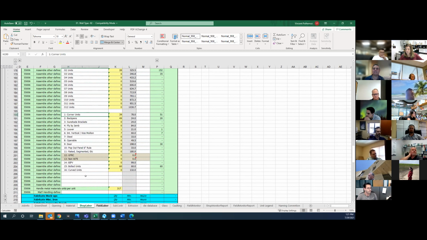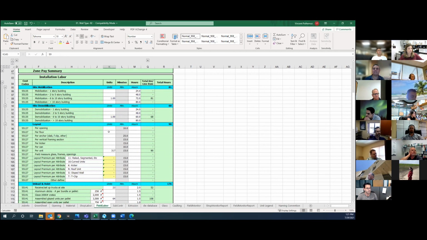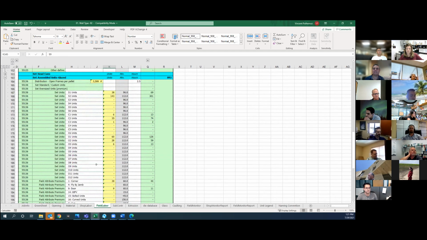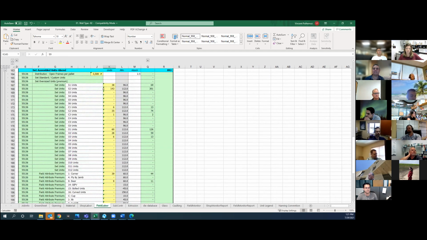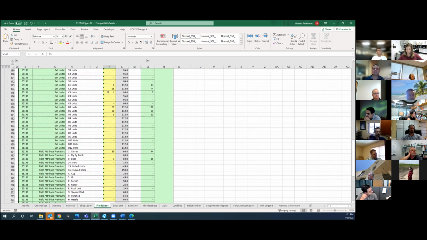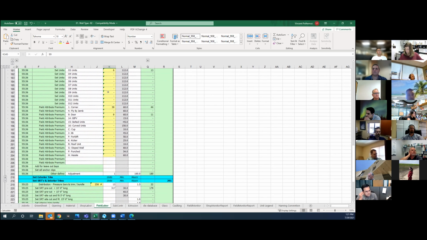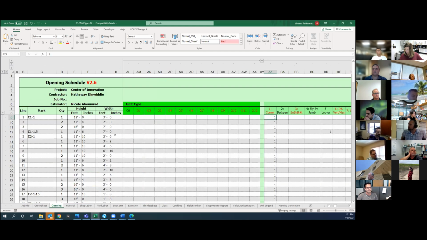The field's the same way. They've got a breakdown as we get in here, the different types of units, how long it should take to set different types of units. That's all in here. So it's all coming from that opening schedule, which is the first place the estimator has to really start filling it out. And again, they're getting all of that data from the sales models today. Any questions on that?